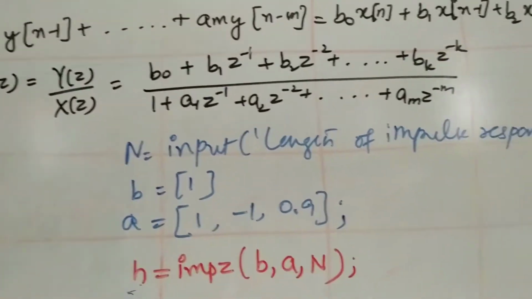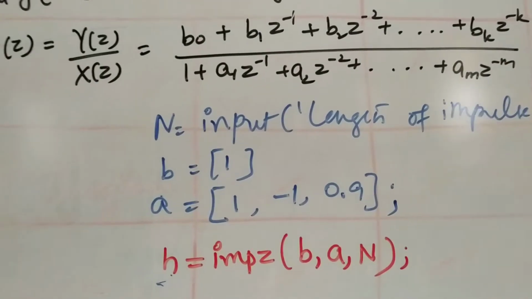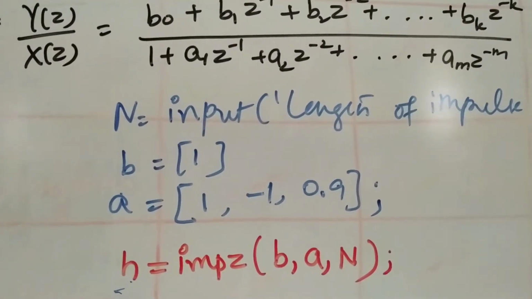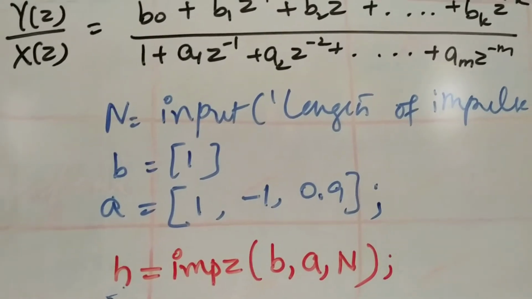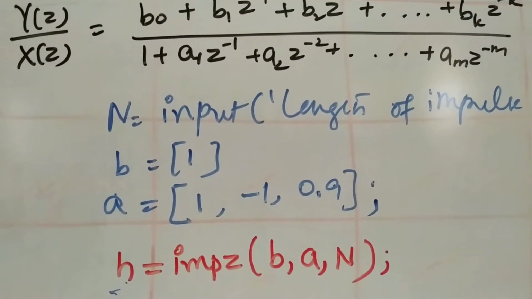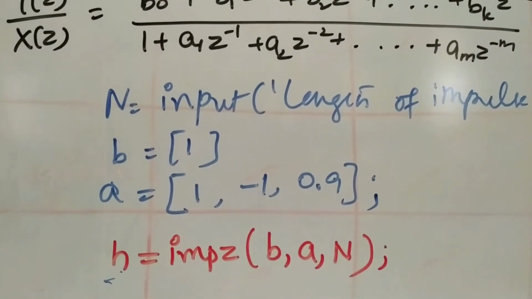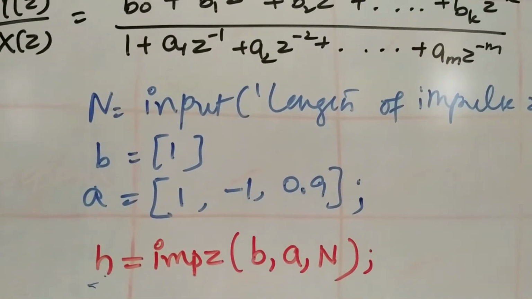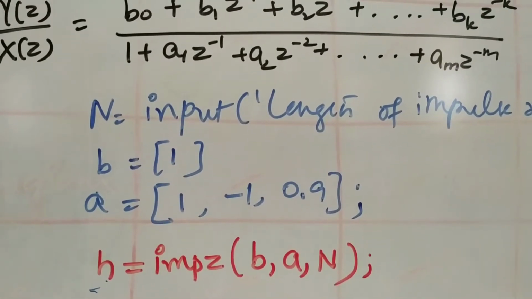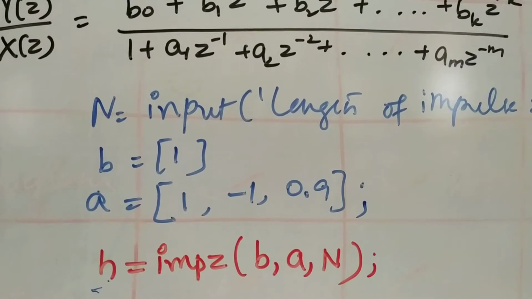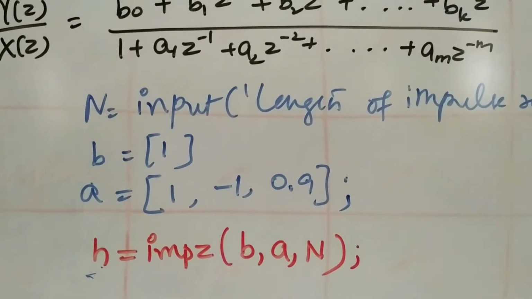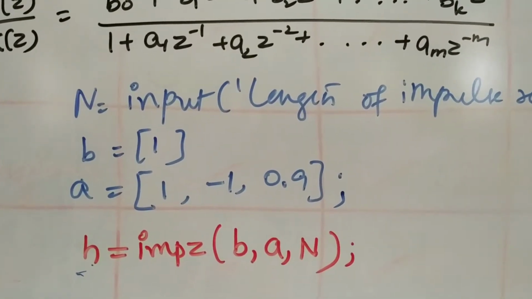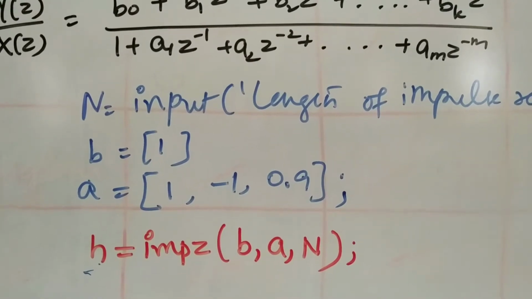As in the previous case, in the program we had made use of the impz function. But in this case, instead of impz, we are going to make use of a function called filter. So filter is a key function in this case which we are going to use to obtain the output value to solve the difference equation. So let me write the filter function.